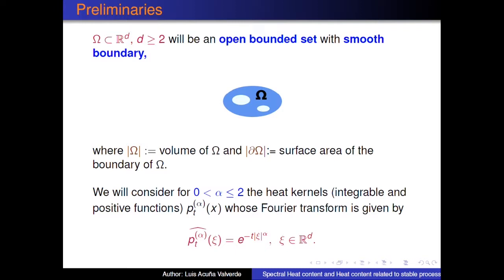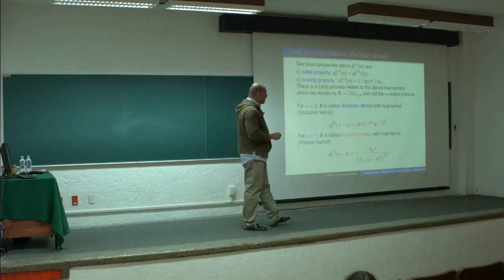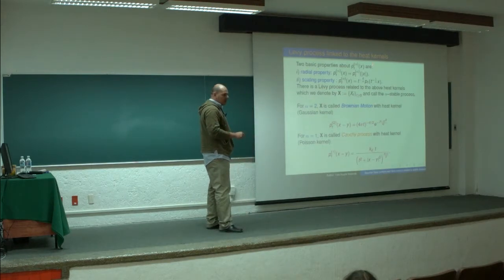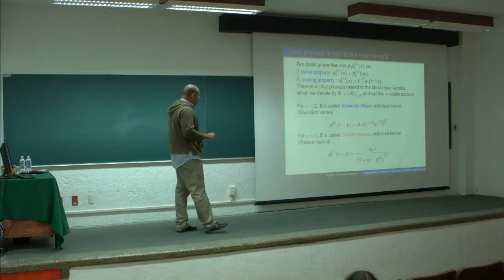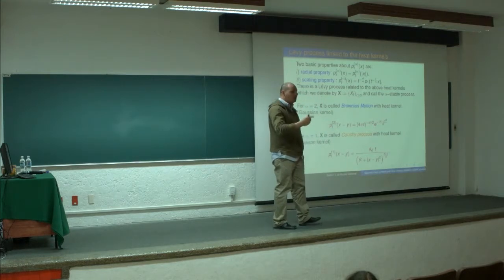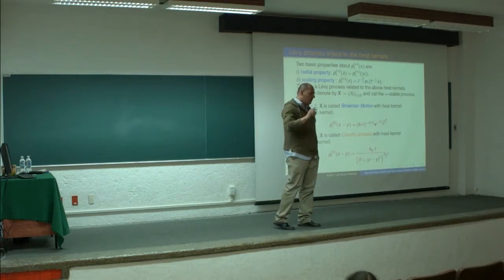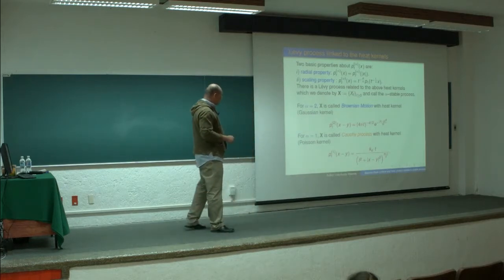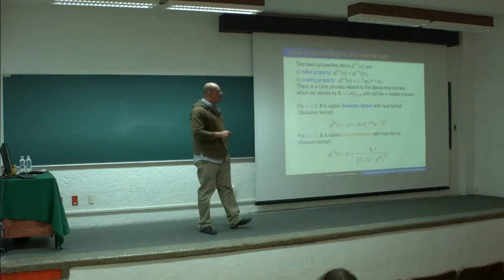So what is interesting about these heat kernels? They share two interesting properties. One of them is that they are radial. That means that they only depend on the length of the vector x, that is the variable in space. And on the other hand, they have a very beautiful scaling property, which, when you are considering problems with integration, allows you to translate the variable t to another function and forget a little bit about the heat kernel.